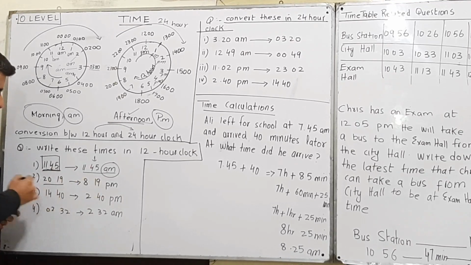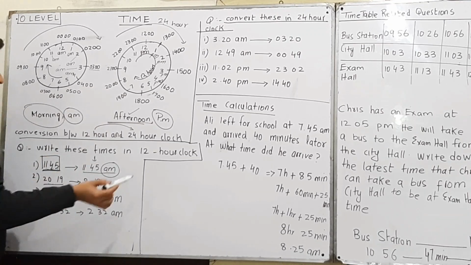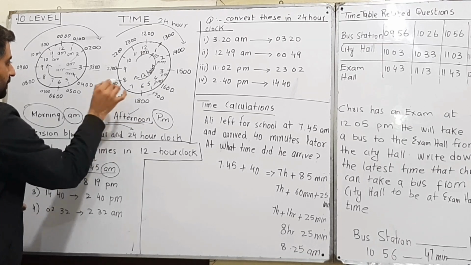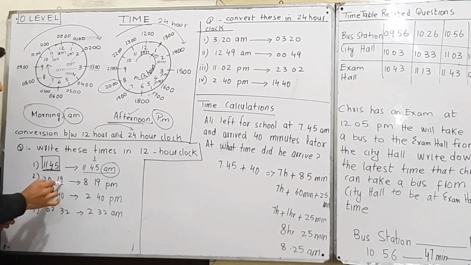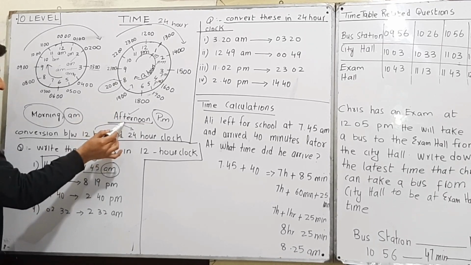Now see this one, 2019. This is more than 12. So 20, it is in PM now. Where is 20? This one, got it. I have 2019, so 20 is right here. This is afternoon clock.